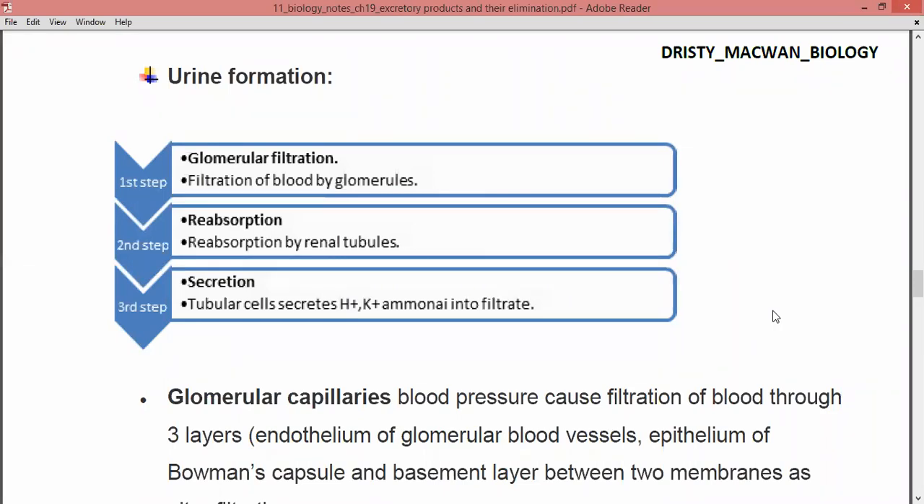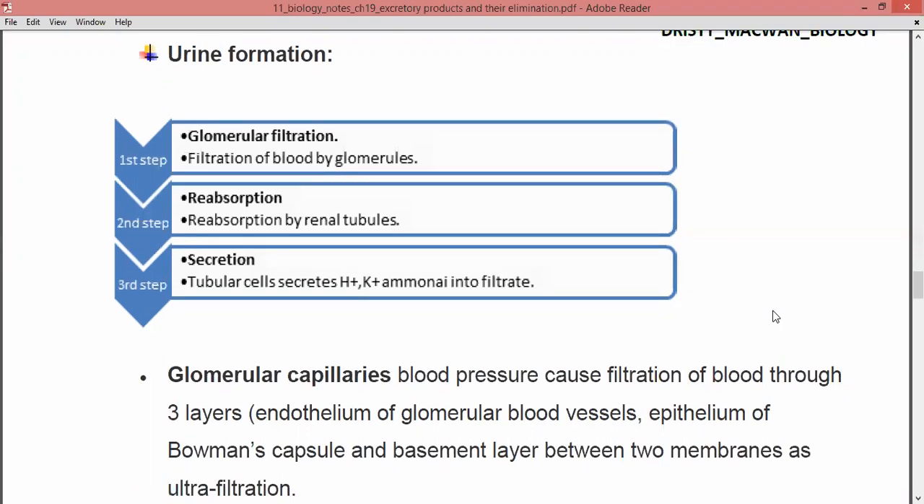The first step is glomerular filtration, in which the filtration of blood by the glomerulus takes place. The second step is reabsorption, which takes place by the renal tubules of the nephron. The third step is secretion, in which the tubular cells secrete H+, K+, and ammonia into the filtrate. These are the three main steps of urine formation, and we are going to see them in detail.